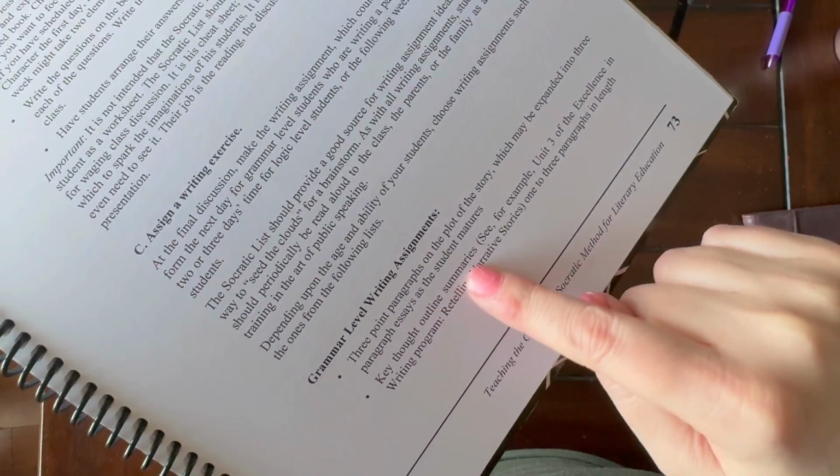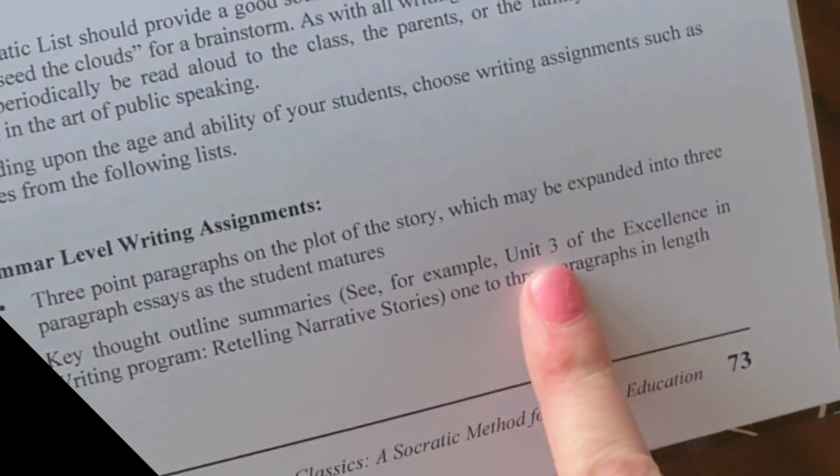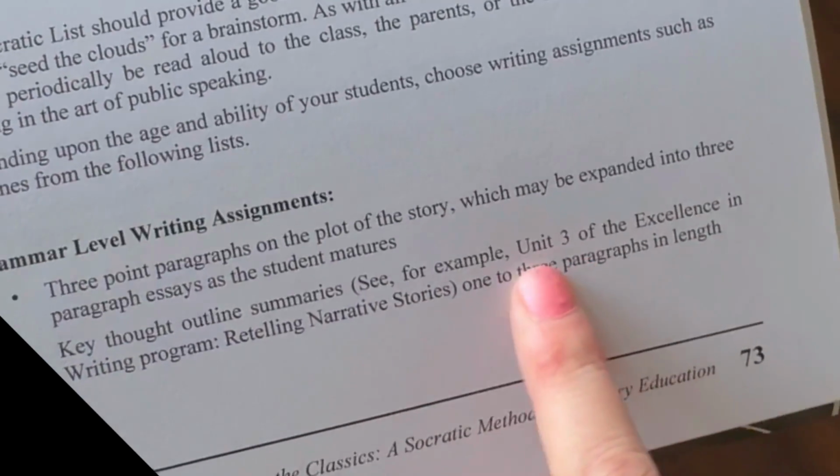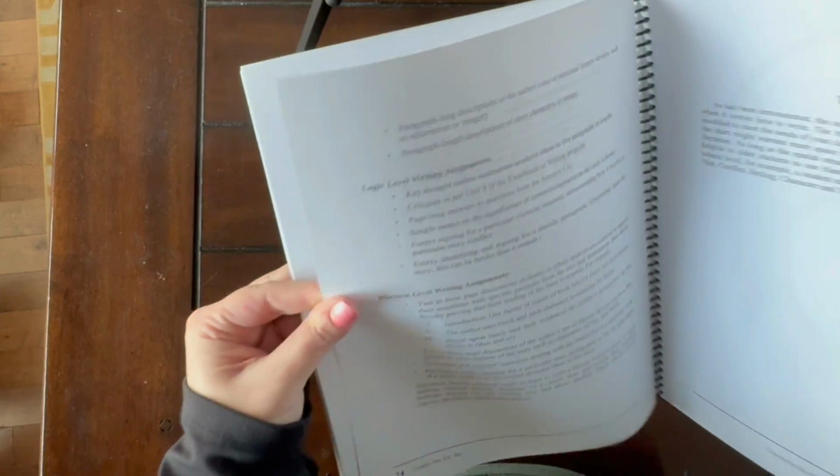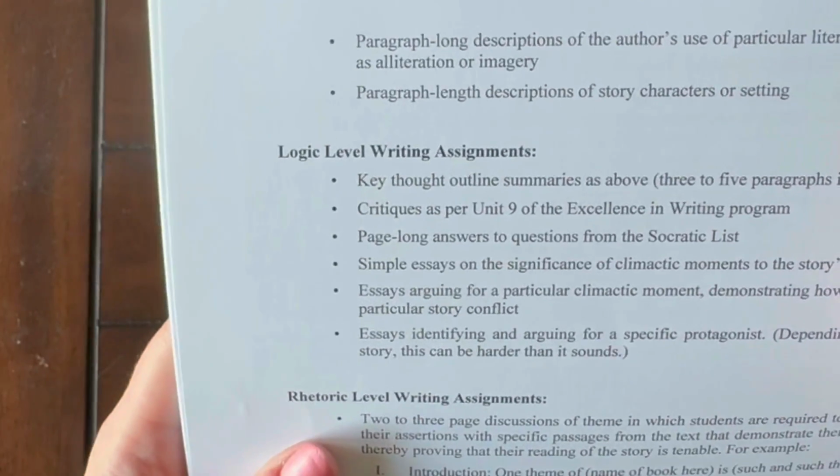This even says key thought outline. I just noticed this, it even says right there, Unit 3 of the Excellence in Writing program, retelling a narrative. See how it's all coming together? So anyway, that's for lower level.